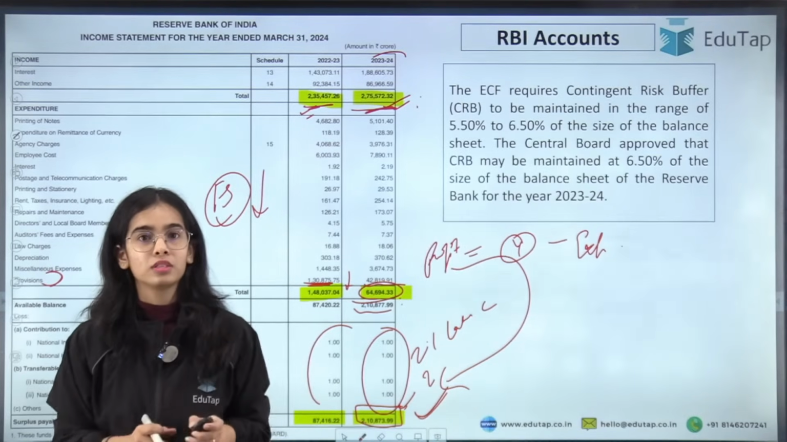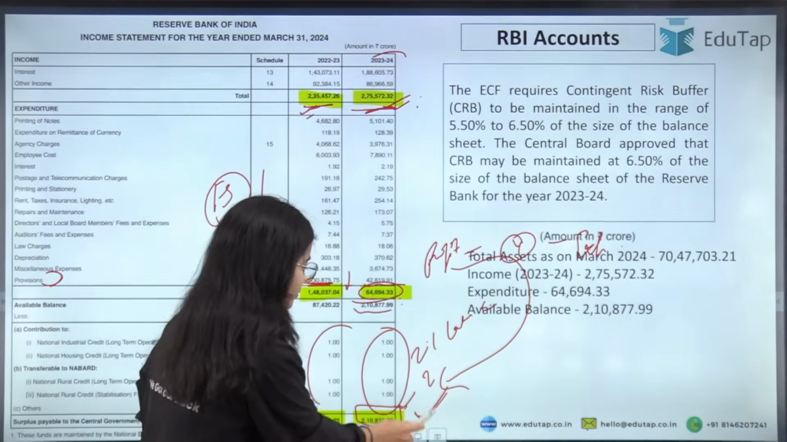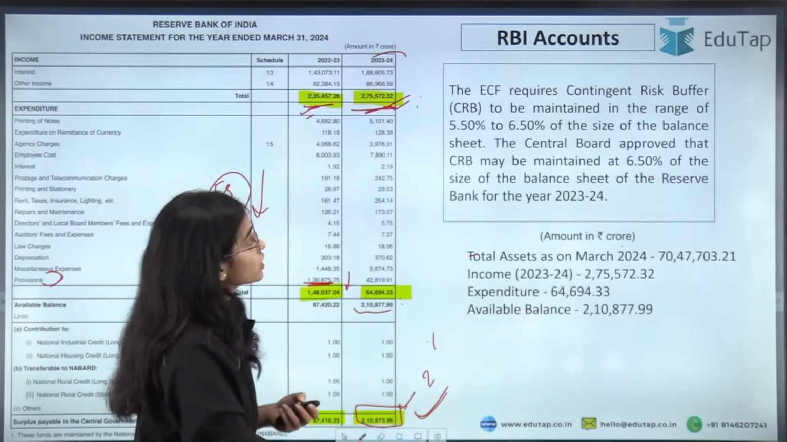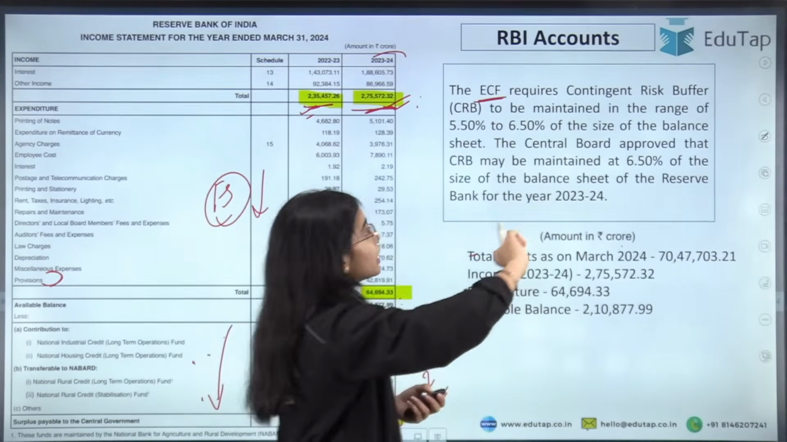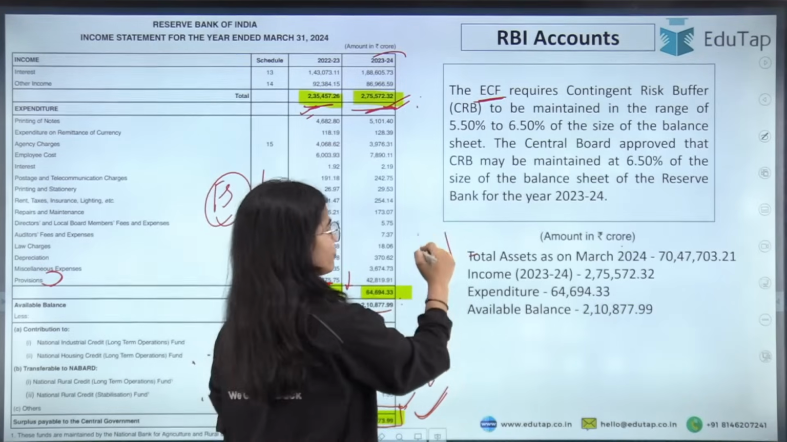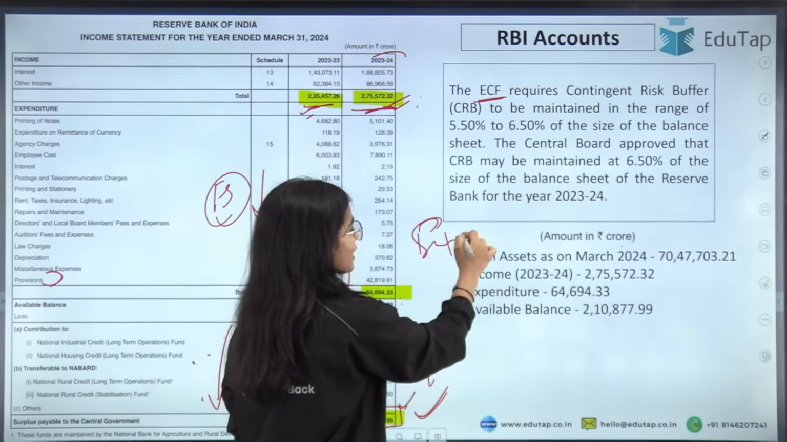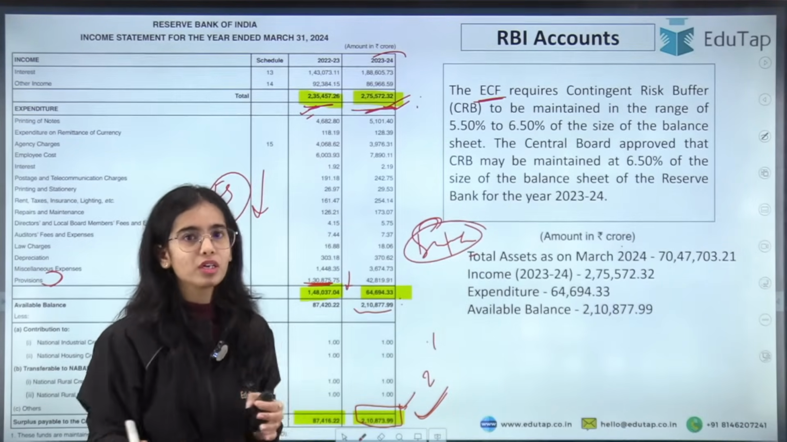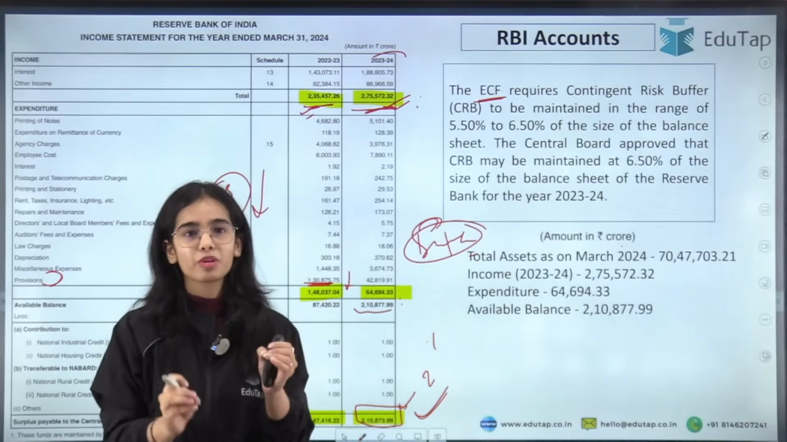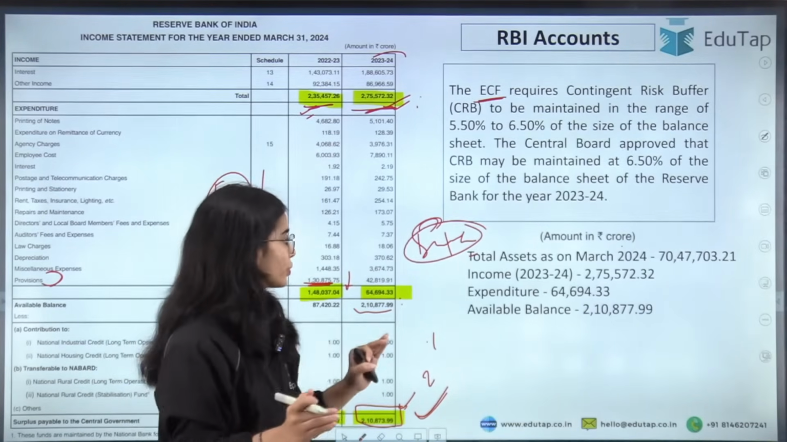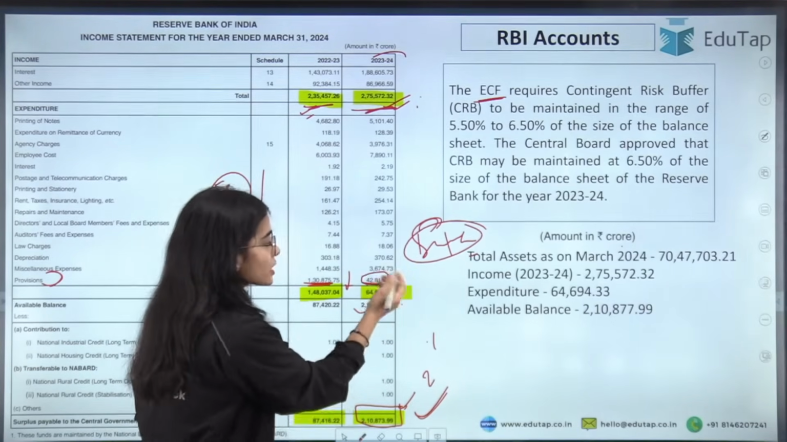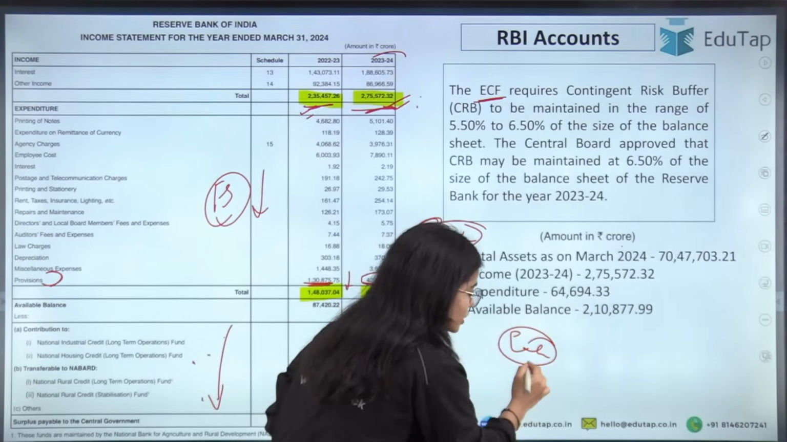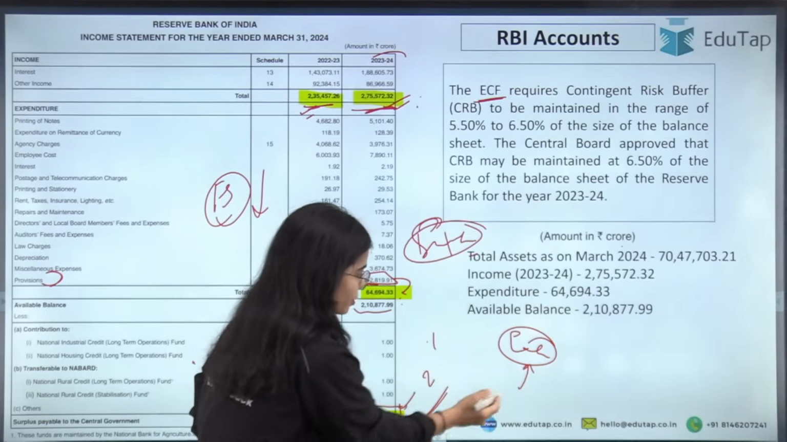Now, this is as per the ECF, the Economic Capital Framework, which we have discussed. We have discussed the complete surplus that has been transferred from the RBI to the Government of India. Under the ECF framework, contingent risk buffers are required to be maintained with the Reserve Bank of India. So the risk provisions and risk buffers have to be maintained, and the expenditure of the RBI already includes the risk buffers.